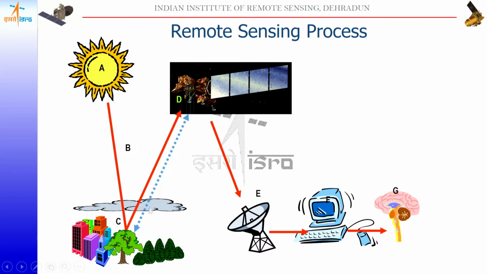So this type of remote sensing, where the source of illumination is carried on board, is called active remote sensing.